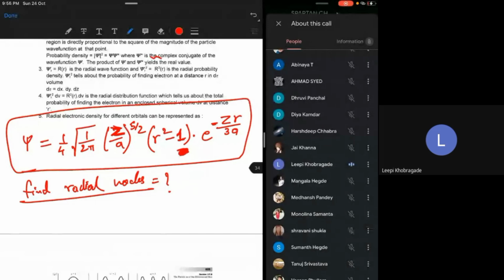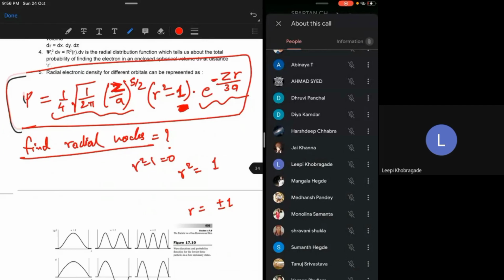The first three terms are considered to be constant, so there will be no node from them. And e to the power anything cannot make it 0, so that is also not considered. So r square minus 1 should be 0. Then r square should be 1, that is r equals plus minus 1. So what is the answer? How many radial nodes does it have? At what value of r will we get radial nodes?